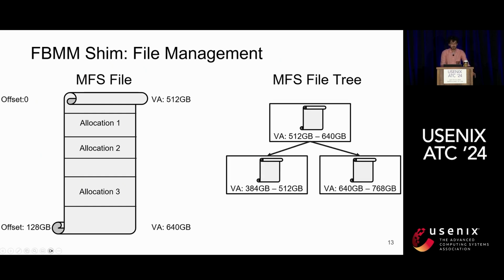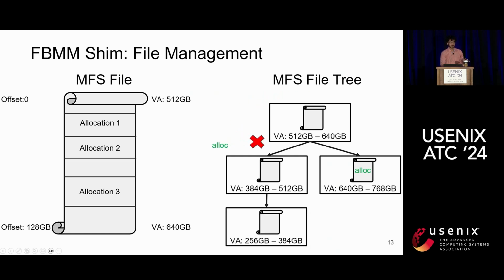The MFS files created by the shim are stored in a per-process tree indexed by the virtual address range that is associated with the file. When an application makes a call to mmap or brk, the FBMM shim will search the file tree for the MFS file whose virtual address range fits inside the virtual address range of the new allocation. If such a file exists, that file is used for the allocation. If a suitable file does not exist, a new file is created and added to the file tree.